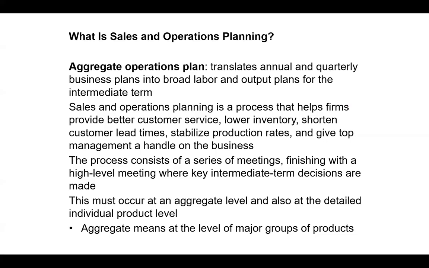This translates the annual or quarterly business plans into broad labor and output plans for the intermediate term. One keyword here: the aggregate plan is an intermediate-term plan. It's not for next month, it's not for tomorrow. It's actually for the next 3 to 18 months. So this is the first thing you need to remember, the time range for this plan.